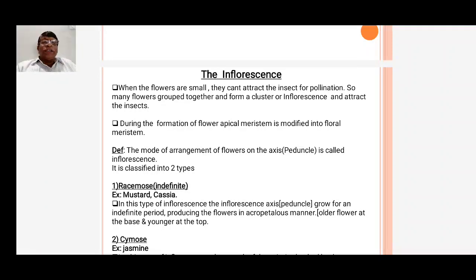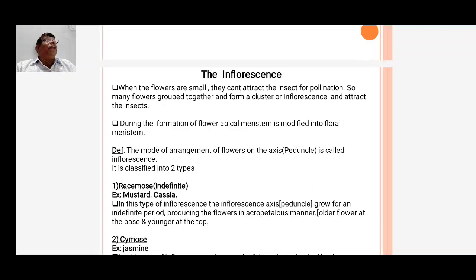The inflorescence axis, what we call peduncle. It may be branched or unbranched. Sometimes it is unbranched or it may be branched.